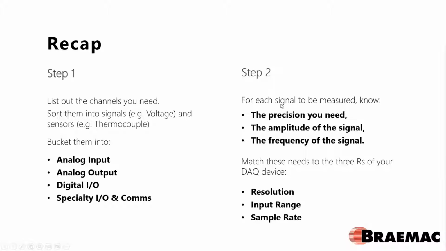Step two is for each signal to be measured, know how much precision you need, the amplitude of the signal, and the frequency of the signal. And then match these needs to the three R's of your data acquisition device: resolution, input range, and sampling rate.